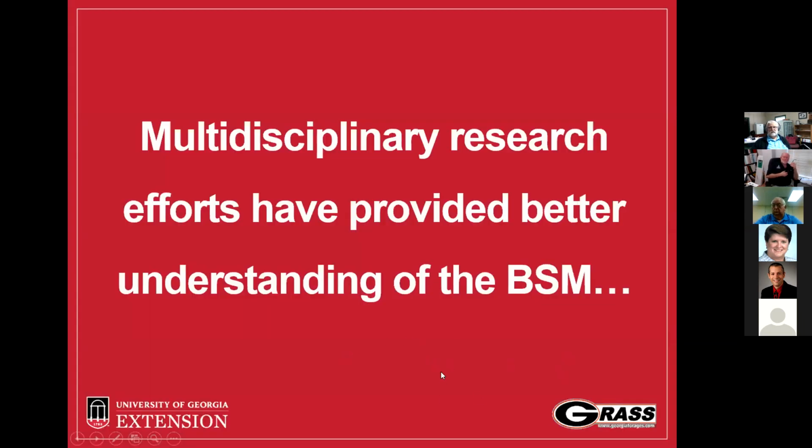It's taken a multidisciplinary approach, so it's not just the entomologists, it's not just the weed scientists. It takes everybody to understand the biology of the pest.